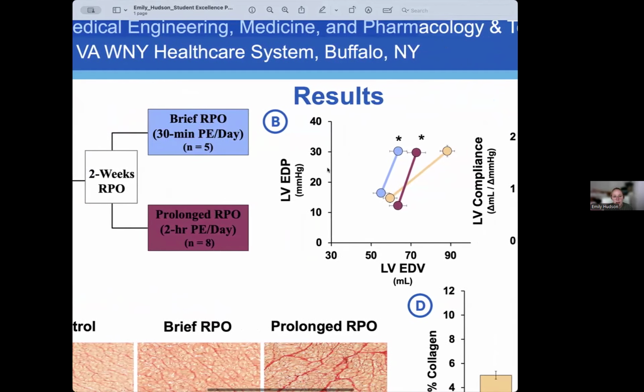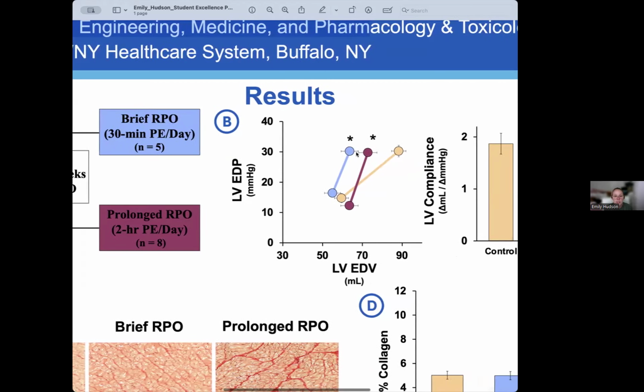And at the time of termination, we can construct these pressure-volume relationships. When we derive the slope of the line between the change in pressure and volume at rest and during manipulation, like in this case during PE exposure, the line tells us the compliance of the ventricle. So the steeper the slope of the line, the more stiff it is.